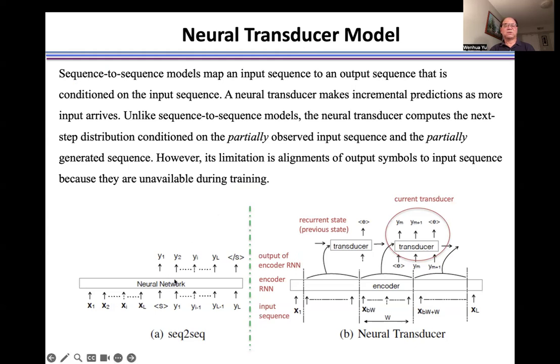This is the architecture of a sequence-to-sequence model. This is the architecture of a neural transducer model. Each transducer only works on a local region. For example, this transducer uses the state of the previous transducer and output from the encoder to generate outputs here.